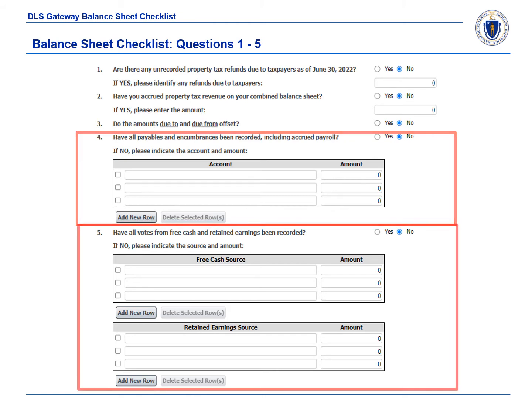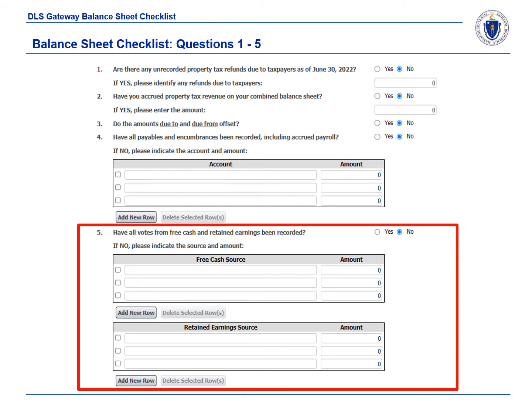Question 5 is a yes or no answer, asking if all votes from free cash and retained earnings have been recorded on your balance sheet. If you answer yes, move on to the next question. A no answer requires you to indicate the free cash purpose and amount or retained earnings purpose and amount that was not recorded. The total of the free cash votes that have not been recorded is used to reduce our free cash calculation and proof figure to make sure that we are capturing all free cash that has been appropriated.